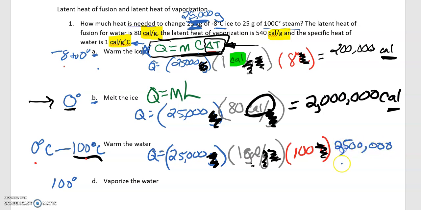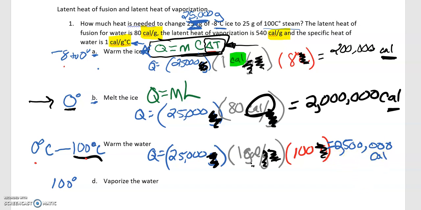That got a little ugly there. My unit would still be calories. Oh shoot, that was supposed to be black. Oh well. Okay, and so to change from 0 to 100 degrees Celsius, I have 2,500,000 calories.